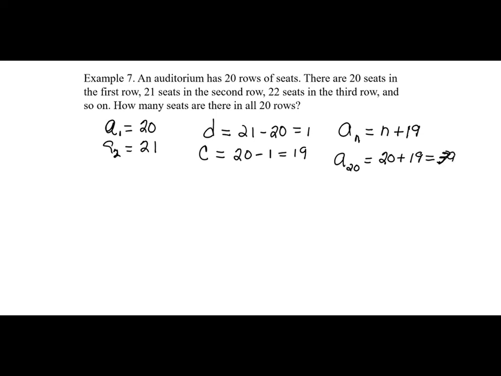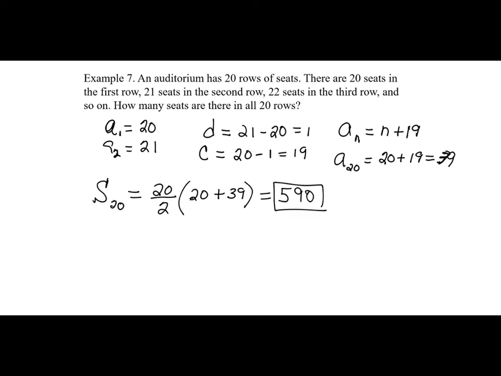So now that I know that, I can say that S sub 20, because there are 20 rows, is equal to 20 over 2 times the first term, which is 20, plus the last term, which is 39. This simplifies to be 590 seats in the auditorium.